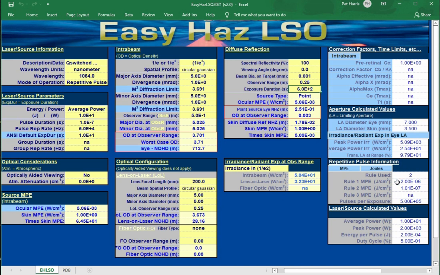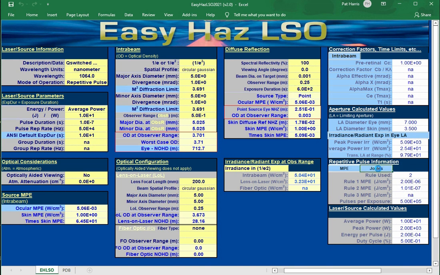It's 2 times 10 to the minus 6 joules per square centimeter. Our Rule 2 MPE, after being adjusted to be able to compare it to a single pulse MPE, or the Rule 1 MPE, is a little over 1.01 times 10 to the minus 7th joules per square centimeter. So that's the reason the software has selected Rule 2. This is the most restrictive MPE.